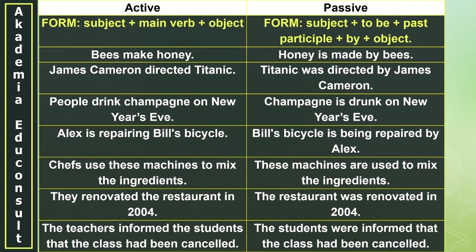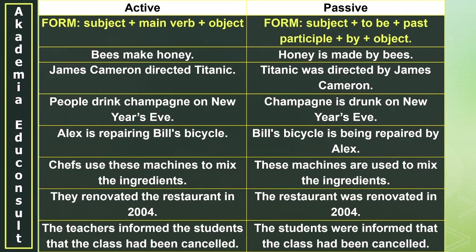Look at the sentences on the left and the ones on the right. On the left, we have the active sentences, while on the right, we have the passive structures. Look at the formation of the active sentences: the subject plus the main verb and plus your object. While on the passive, you have your subject plus to be verb plus the past participle plus by and then plus the object. Let's see the following examples.